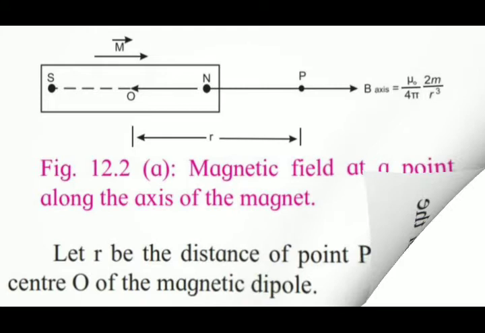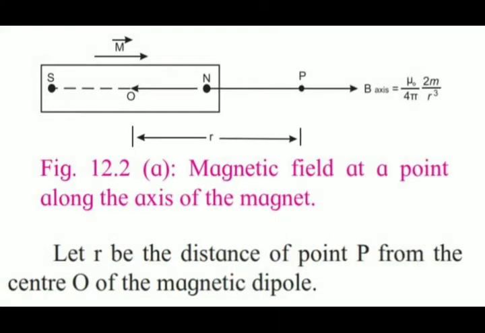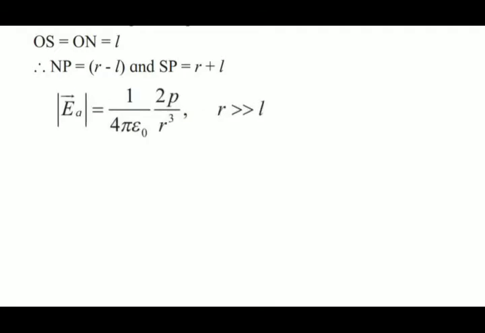And what about SP, that means the overall distance? OS itself is L and OP itself is r. So SP is equal to OS plus OP, so SP will be L plus r. So we now have the values of NP and SP with us. We now use the electrostatics analogy to obtain the magnetic field due to a bar magnet.